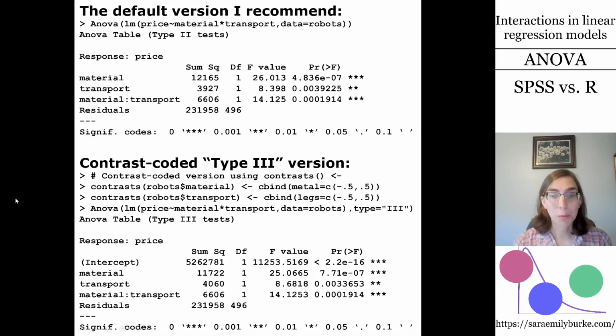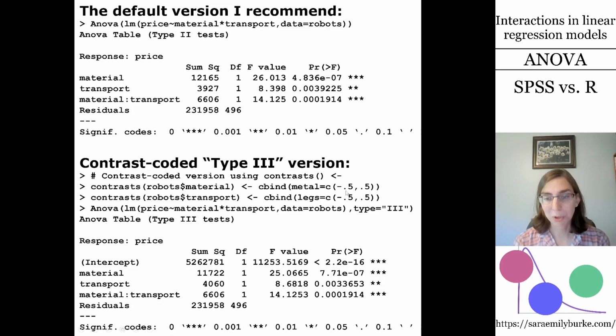Here is the R output from two approaches. The default version that I recommended was type 2, which is the default in the capital A Anova function from the car package. And if I plug in this same regression model, material and transport interact and price is the response variable, then I get this ANOVA summary table that has some variance explained by each main effect and the interaction.